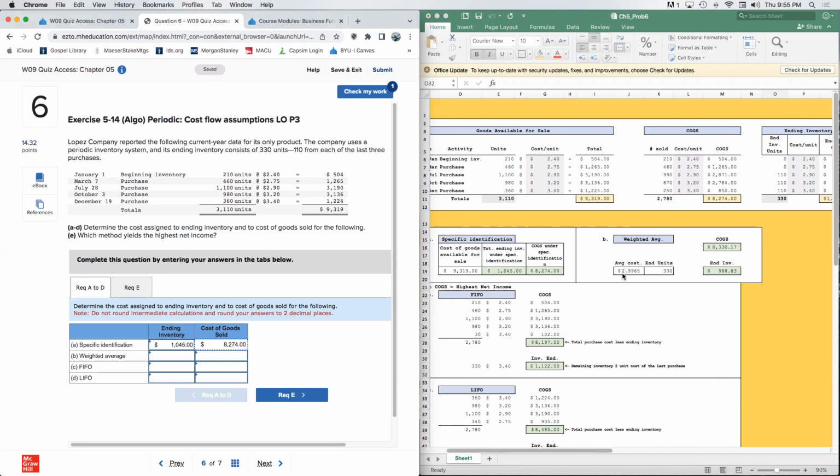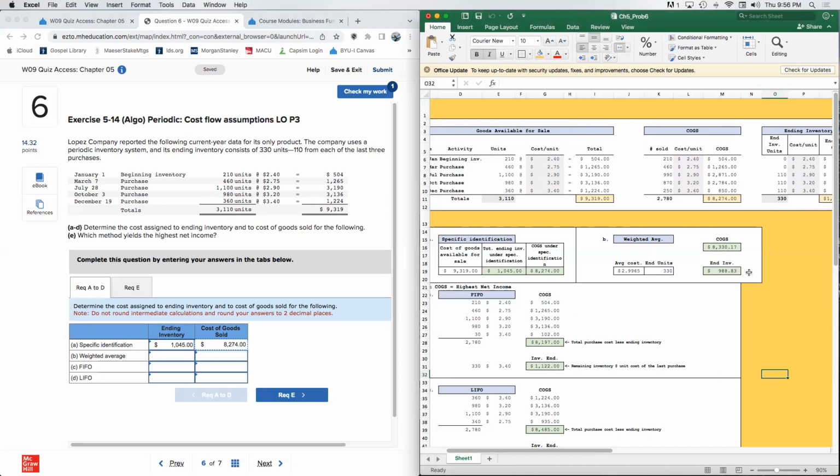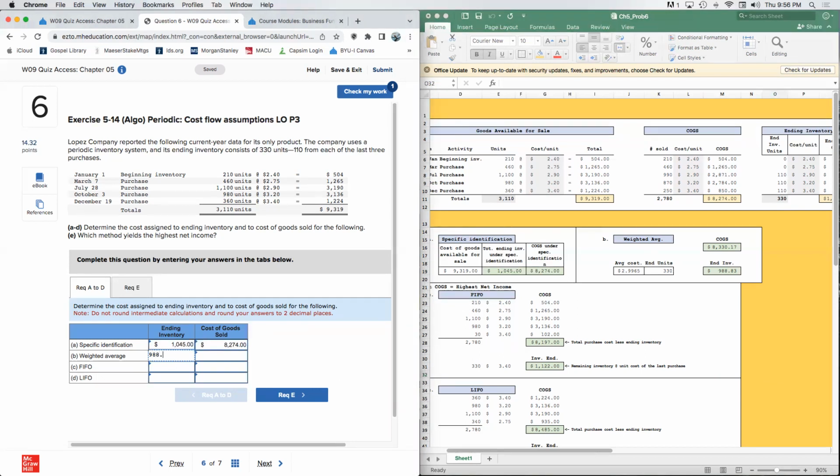And I found it kind of strange that this number wasn't rounded. It would always return me a bad number until I left the calculations exact and didn't even change that number. And so to find our ending inventory, we need to take the number of units we have left over, 330, at our average cost of 2.9964, and that gives you 988.83. So if you're using a calculator or Excel, it'll figure that exactly. And so we type this in as our weighted average ending inventory, 988.83.